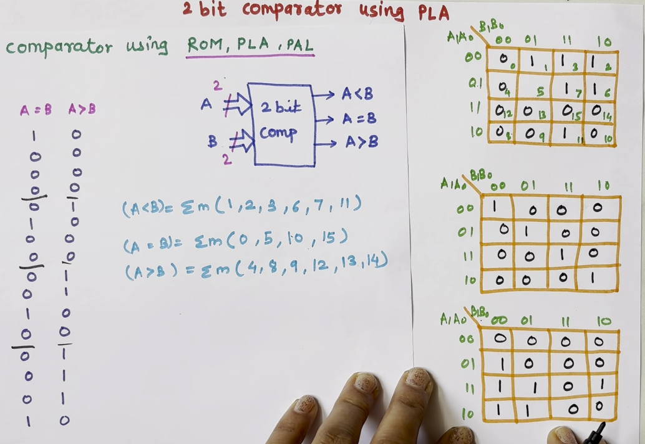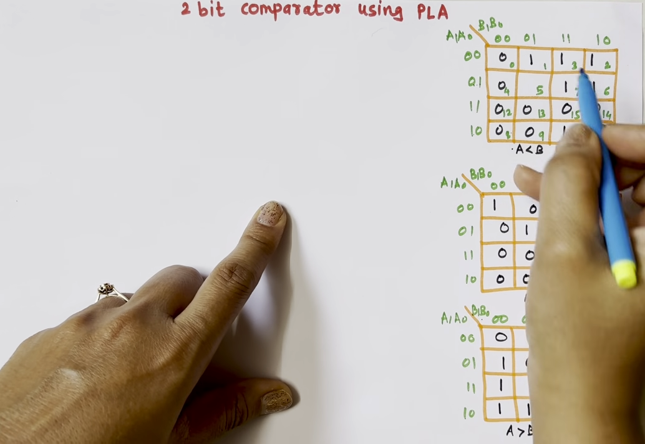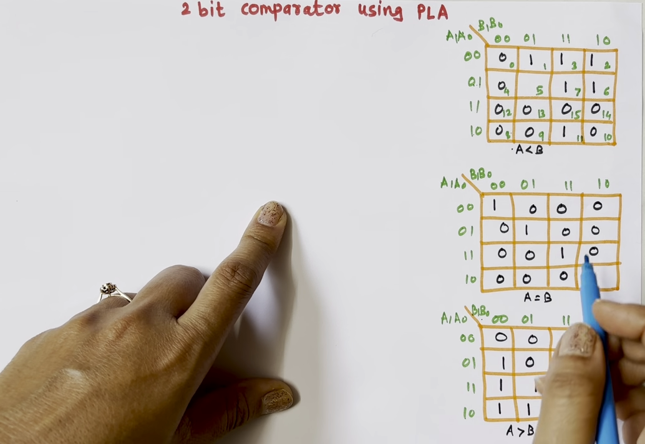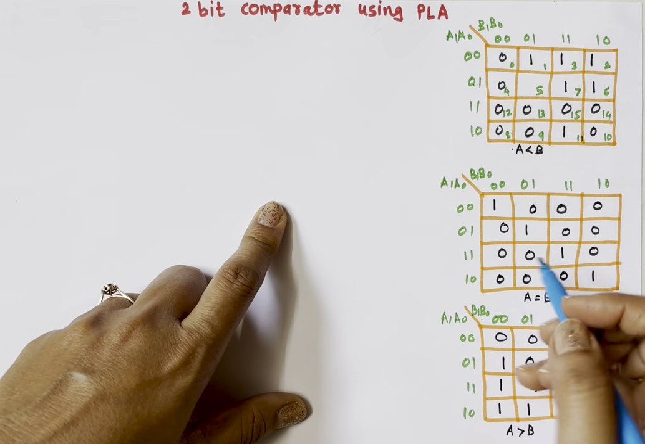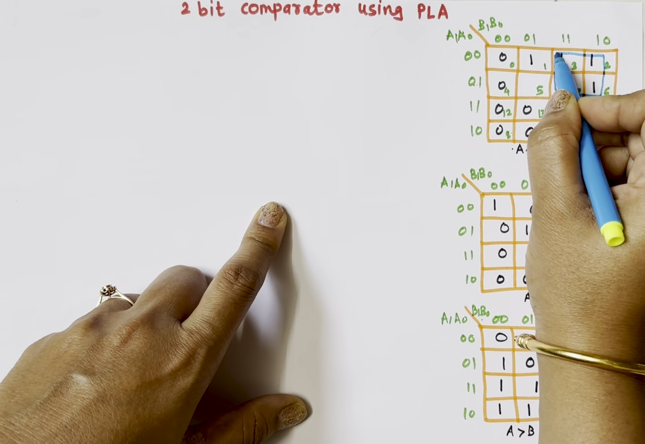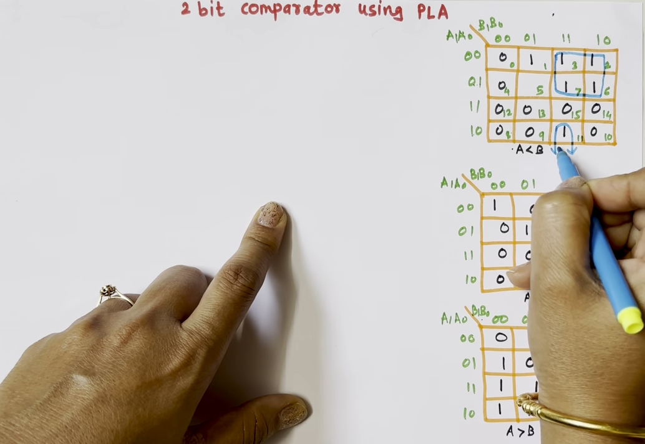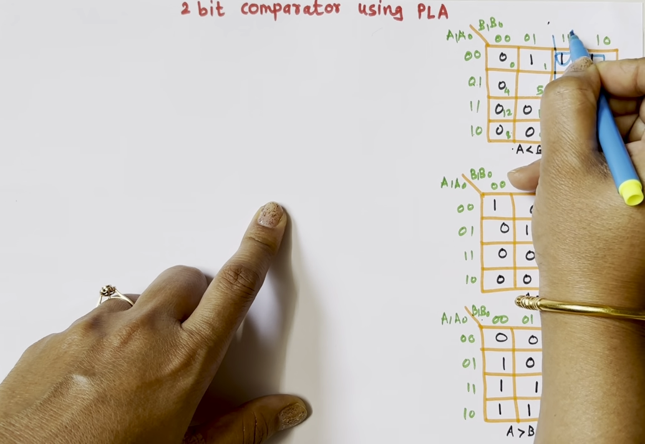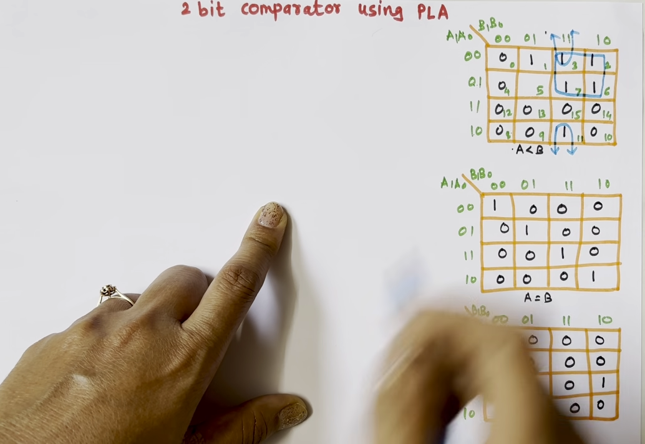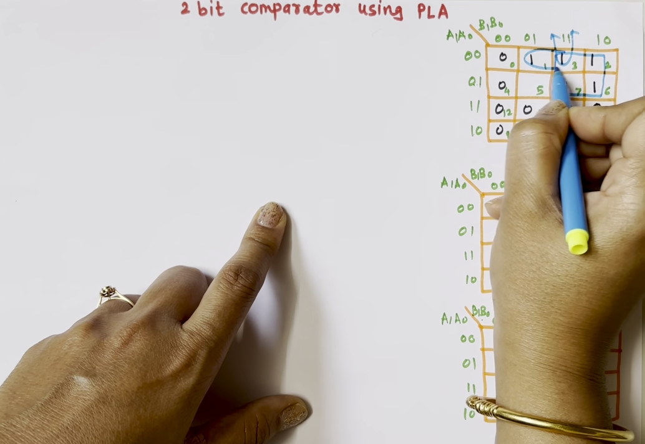Now let's group them and let's find out the equation. Okay, so let's start grouping. So here what we can do, we can make groups of either adjacent ones or overlapping ones. So I have these 4 ones, so I'll make a quad. For this one, I don't have any adjacent one, so I'll make group with this overlapping one. And for this one, I'll make this pair.